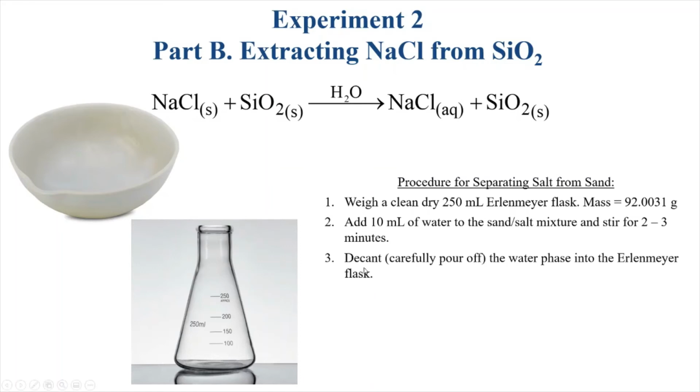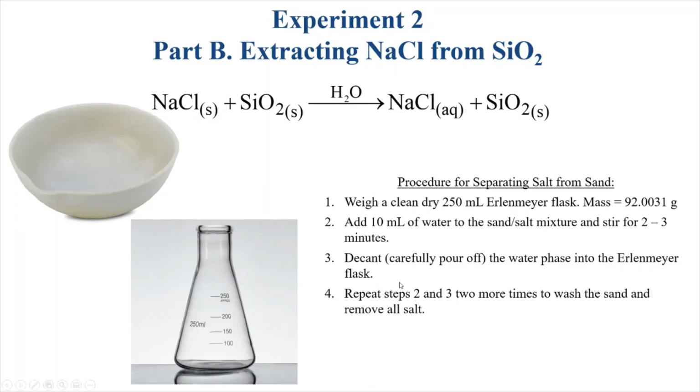And then we're going to do a process called decantation. If you notice, this little evaporating dish has this little pour spout. What we're going to do when we decant is pour off the water part into the Erlenmeyer flask very carefully, so that we don't lose any of the silicon dioxide. So we're going to leave the solid behind but pour the liquid phase off. And that does take some practice when you're doing it in the lab.